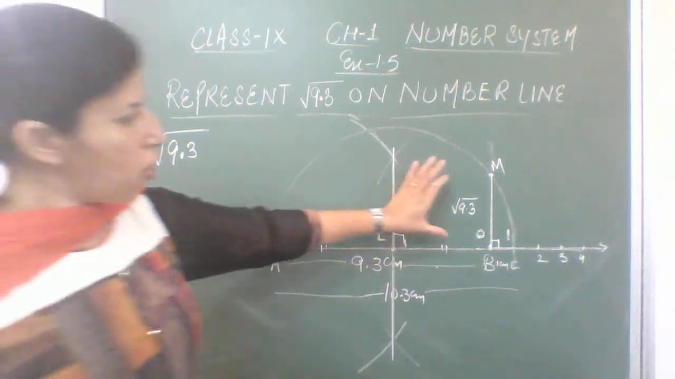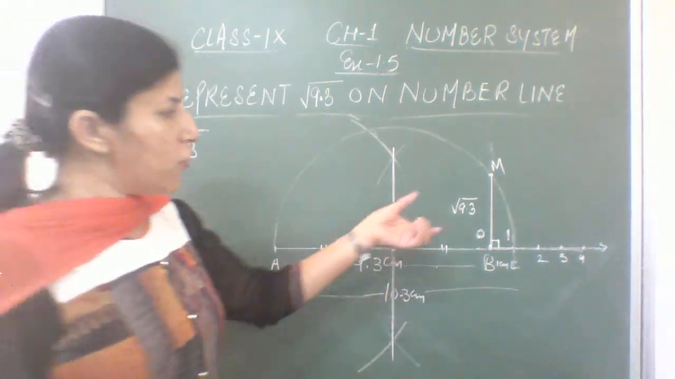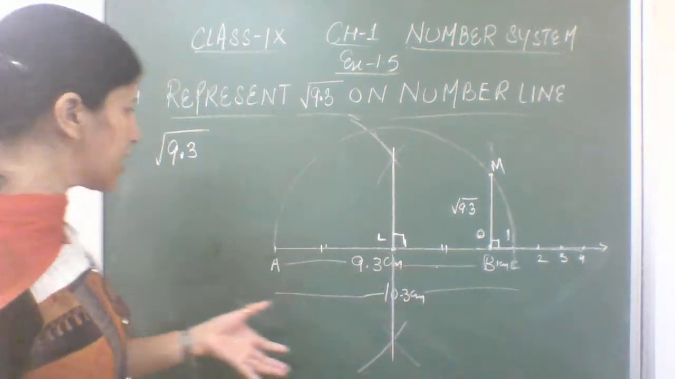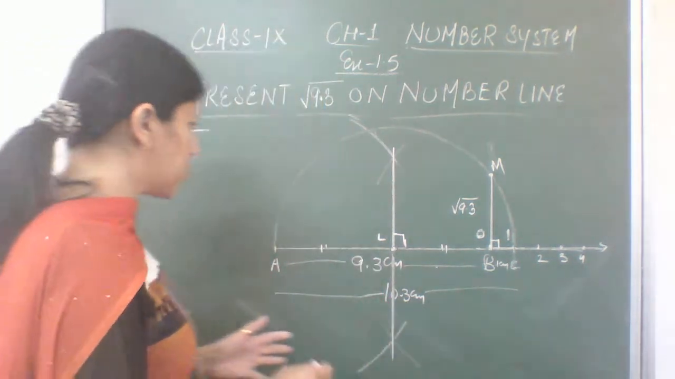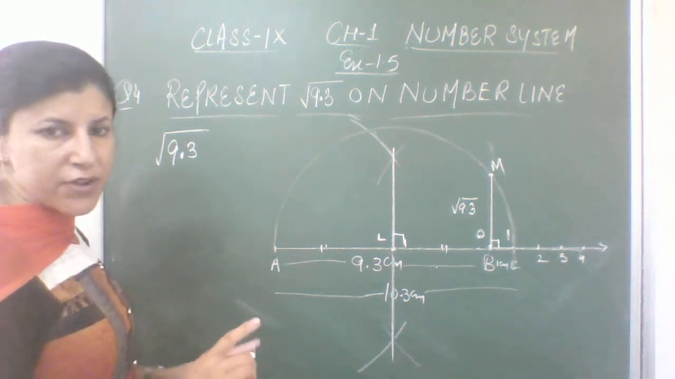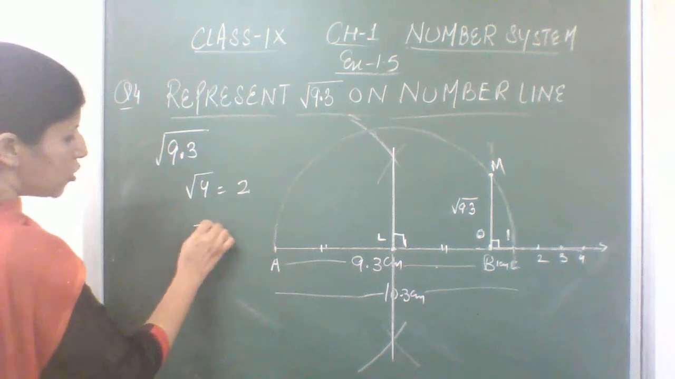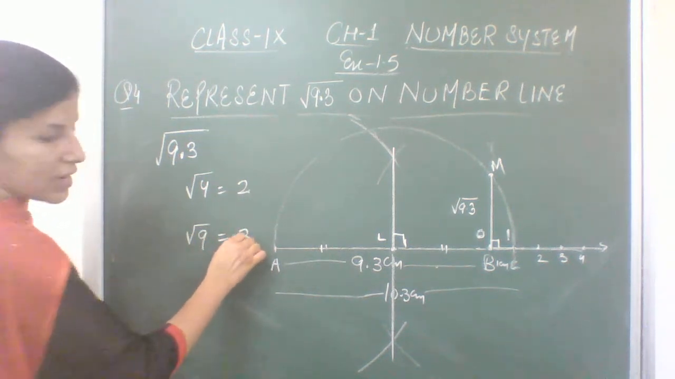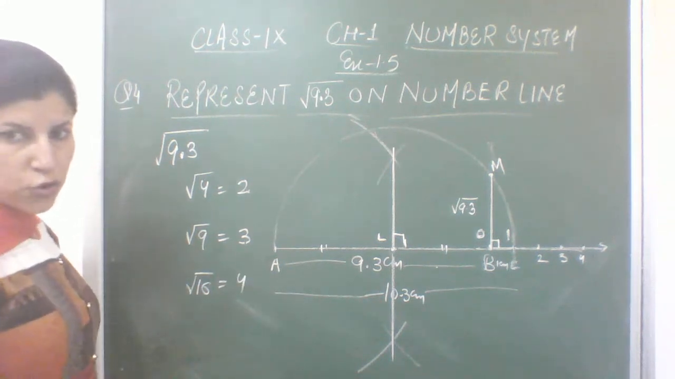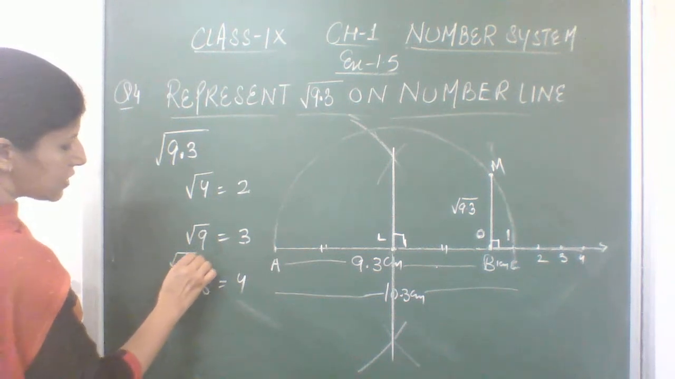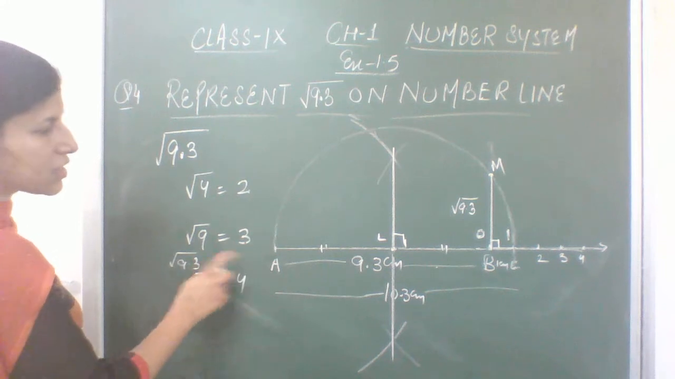Now we have to plot this length root 9.3 on the number line. Can anyone tell me where it will lie? Between which two numbers will root 9.3 lie on the number line? Look, as root 9.3 is not a perfect square number, we know that root 4 is a perfect square number, that is 2. Root 9 is a perfect square number, that is 3. And the next perfect square number is 16, that is 4. Root 9.3 is lying somewhere between root 9 and root 16, means it will lie between 3 and 4.